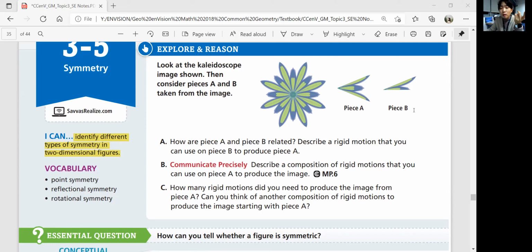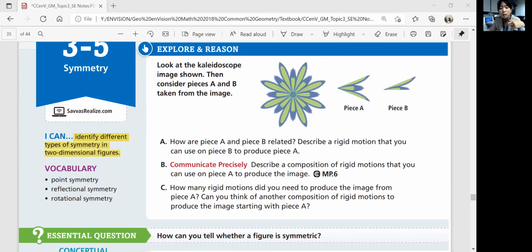Okay. First of all, you need to notice that piece B is about half, right? It's half of piece A. And so if you reflect piece B over the straight edge over here, the horizontal side here, and copy itself, piece B and its image together should form piece A, right? So in part B, you can also say you can rotate piece A about its pointy edge over here to produce the image.